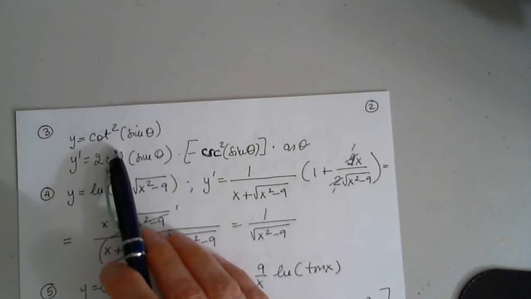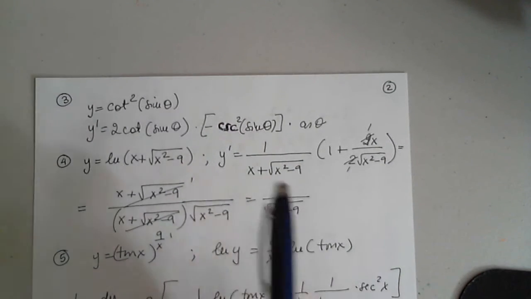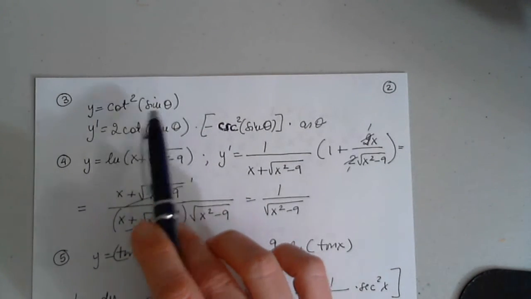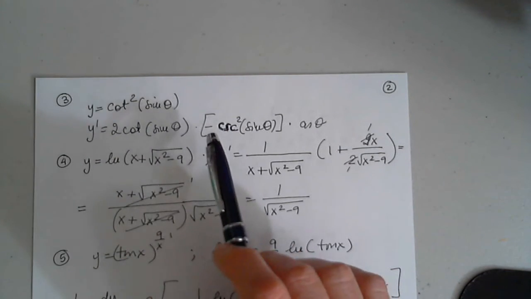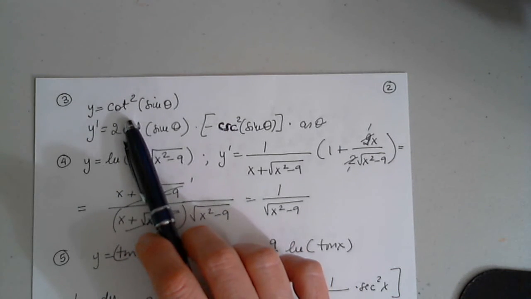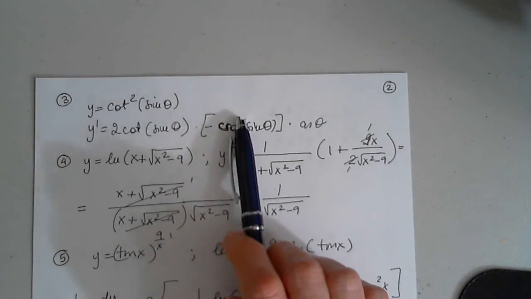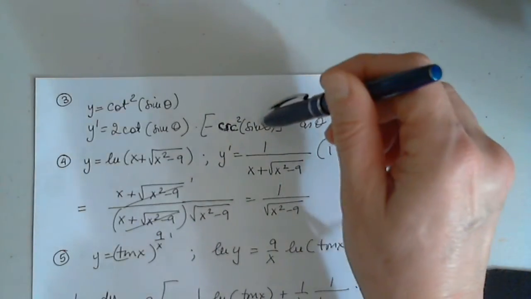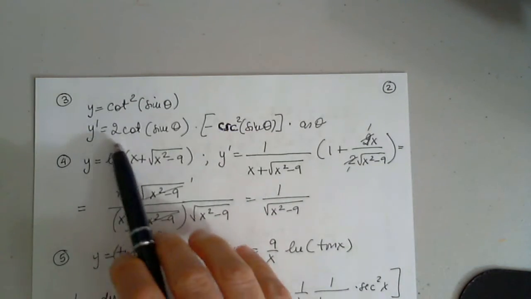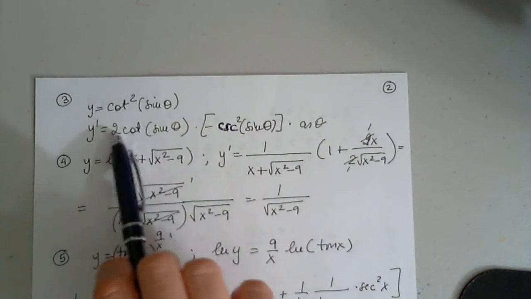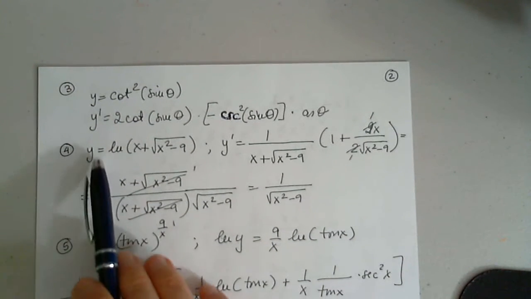Here y equals cotangent squared of sine theta. Y prime will be 2 times cotangent of sine theta times cotangent prime, which is negative cosecant squared of the argument, times the inner function prime, which is cosine. There is nothing else we can do here. Yes, so we can put minus in front, but that's good enough.